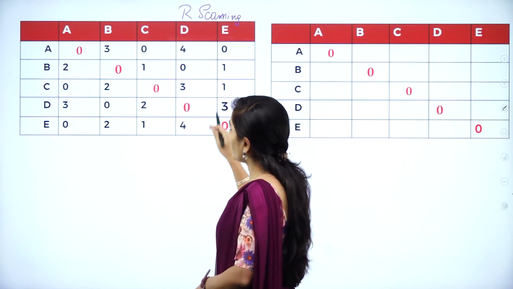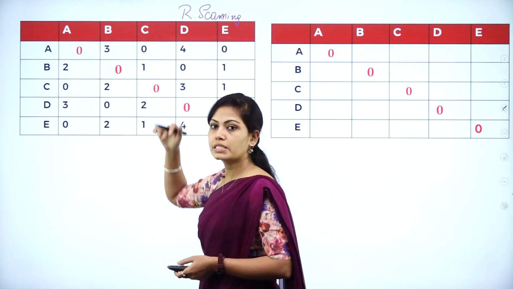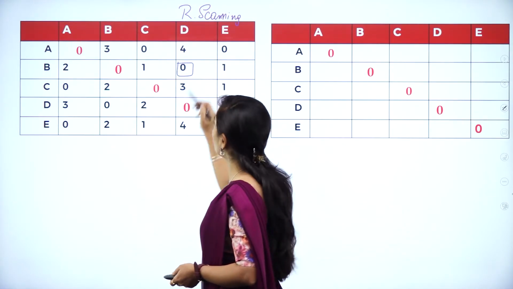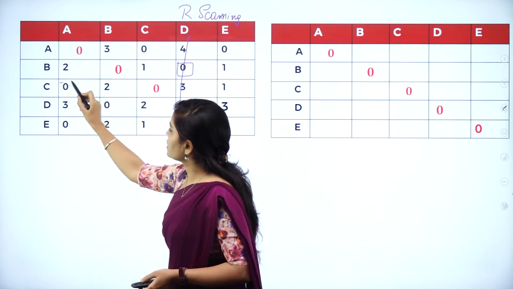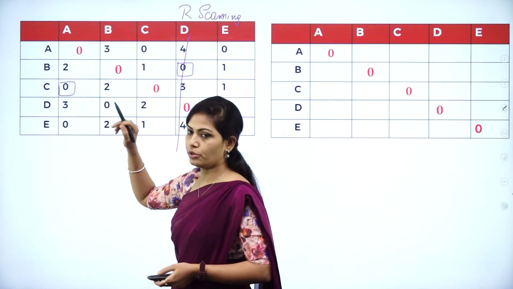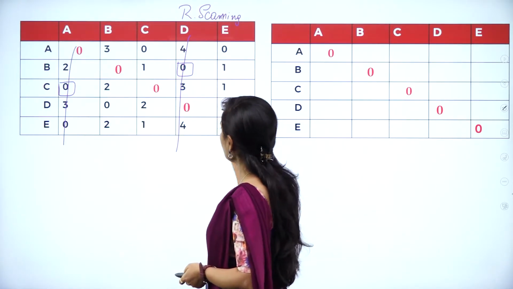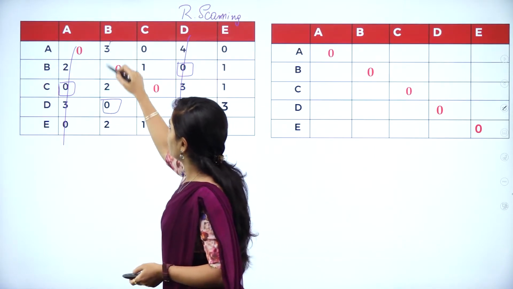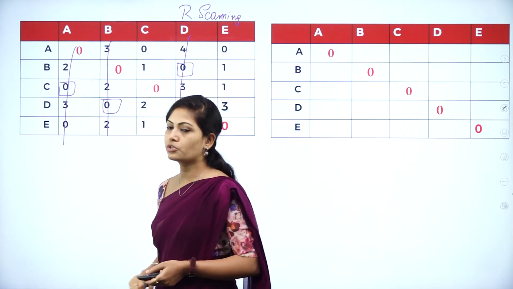In row scanning, we have to consider the zeros in every row. If you get two zeros, you just skip that row. If you get one zero, you just put a square box around that zero and put a vertical line. In the third row, I have one zero. Except for the diagonal matrix elements, you can consider the least value. If you get one zero, put a square box and a vertical line. In the fourth row, I have one zero. Put a vertical line. And in the fifth row, no zeros, because that one zero also got cancelled.